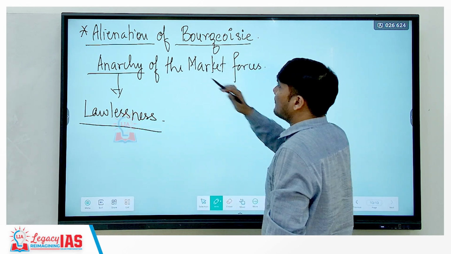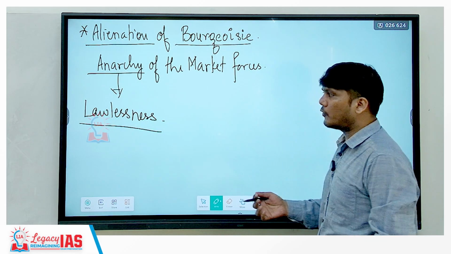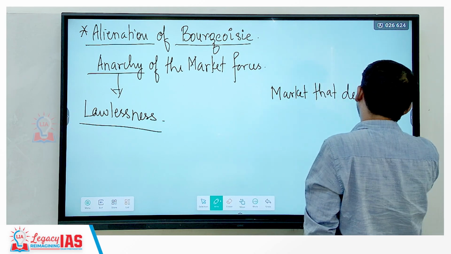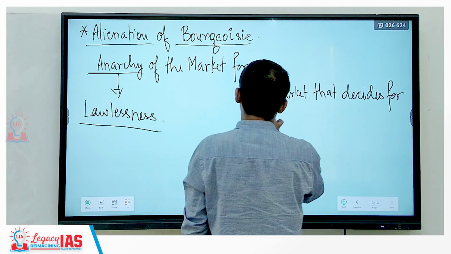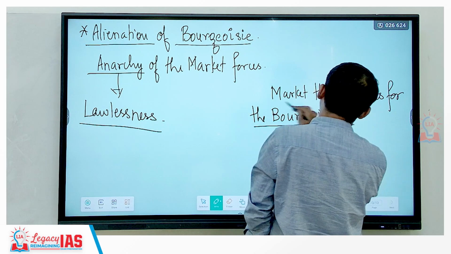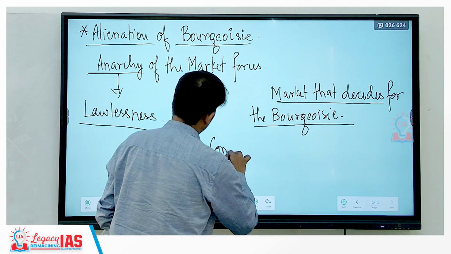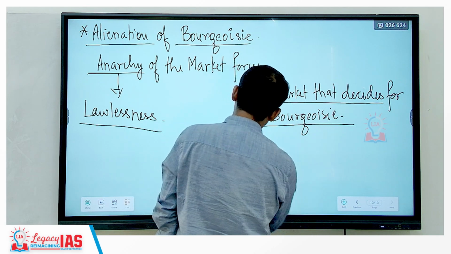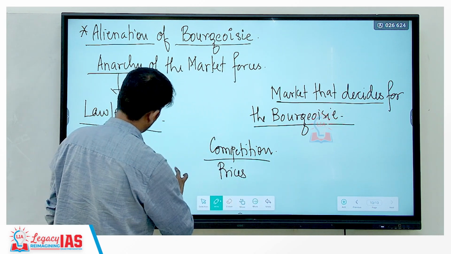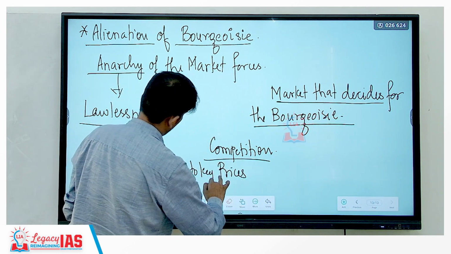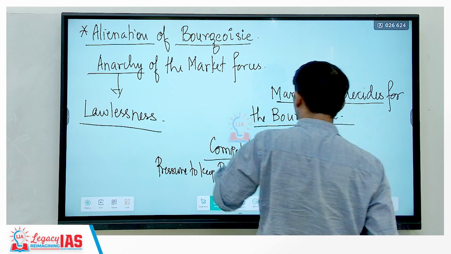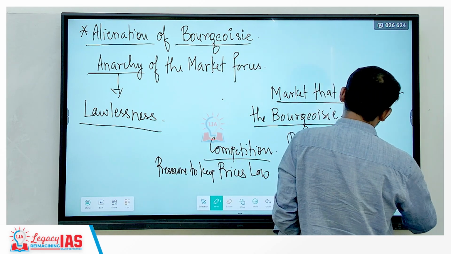The bourgeois will not be able to decide what to produce, how much to produce, and it will be the market that decides for the bourgeois. Why? Because there is increased competition, the pressure to keep the prices low, and other bourgeois are getting out of business, so there is a pressure to remain in business.